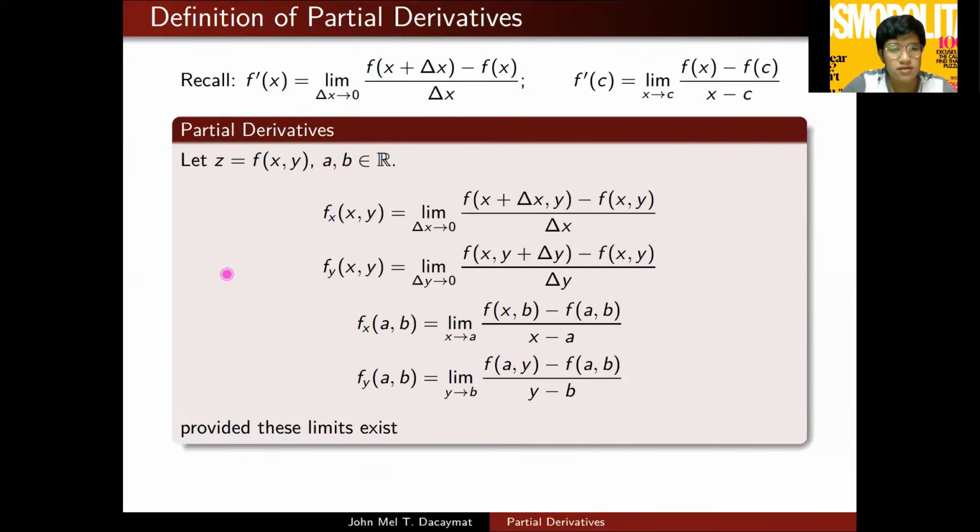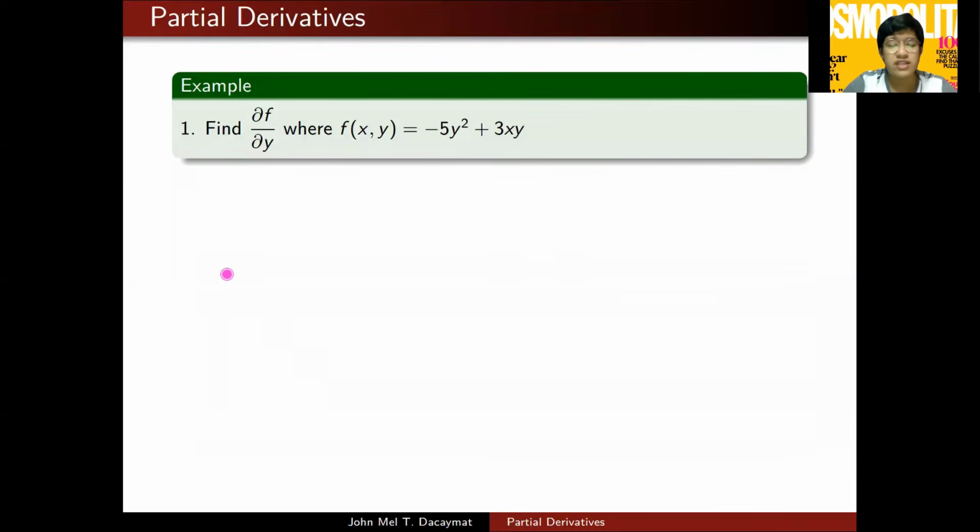Okay? So, let's have this example. Now, I want the derivative with respect to y of this function.